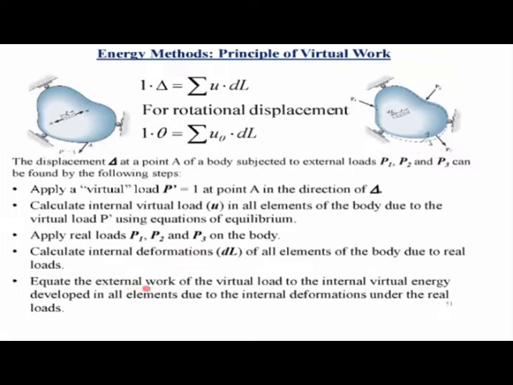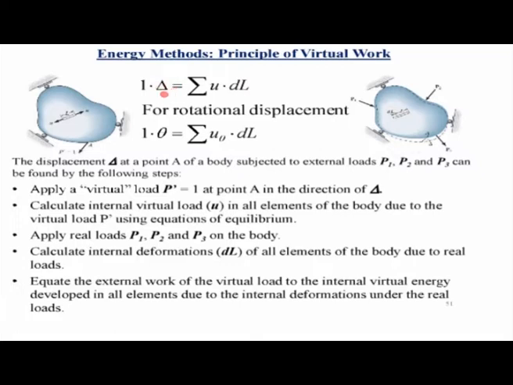So now if you equate the external work of the virtual load to the internal virtual strain energy developed in all the elements due to the internal deformations under the real loads, then you will get this relationship: 1 dot delta equal to summation of u dl, where u is the virtual load in individual elements due to the externally applied virtual load of unity, and delta L is the actual deformation of all the elements due to the externally applied loads P1, P2 and P3. So since the load is unity, if you calculate the right hand side, that is the value of the deformation delta.